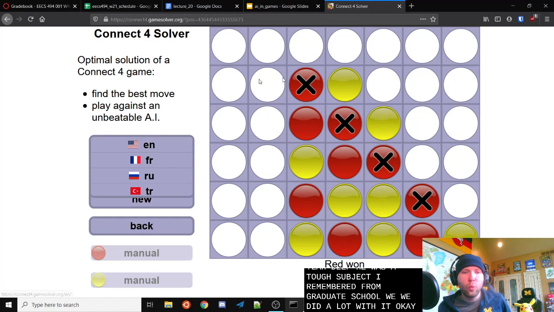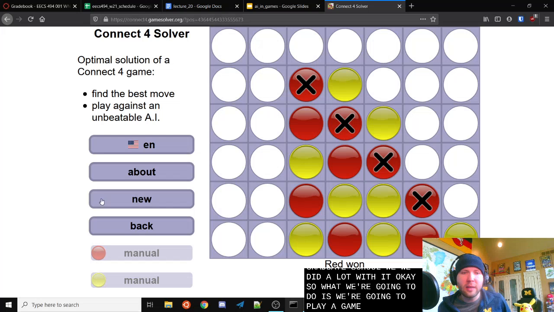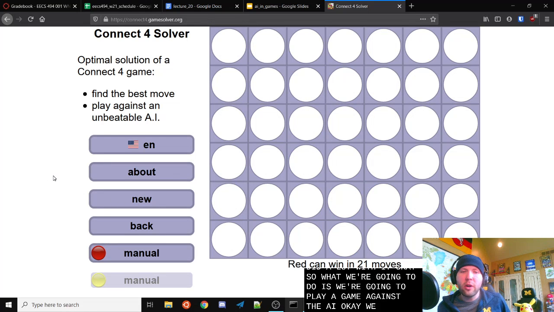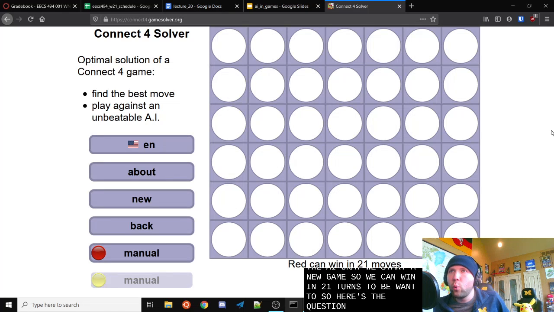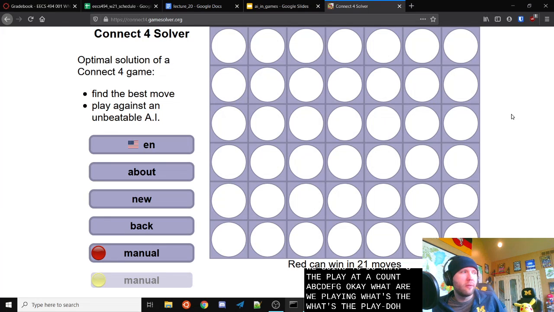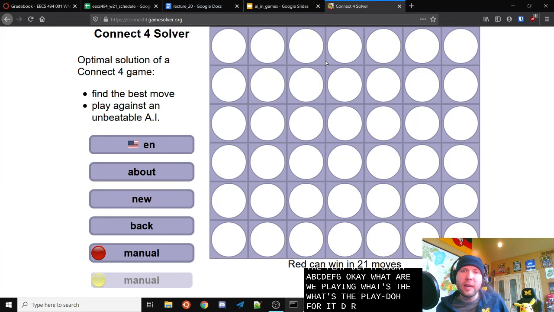Okay, so what we're going to do is play a game against the AI, okay? We've started a new game. So we can win in 21 turns if we want to. So here's the question. What are we going to do? What's the play? Chat. Column A, B, C, D, E, F, G. Okay? What are we playing? What's the play? Go for it. D. All right, we got a D, and that's A, B, C, D. Right here, right in the middle.